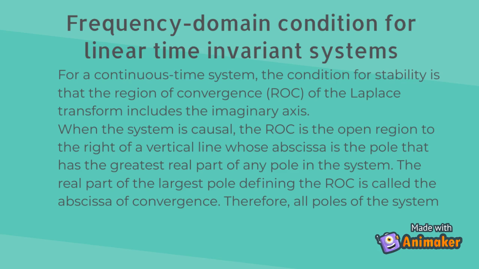The real part of the largest pole defining the ROC is called the abscissa of convergence. Therefore, all the poles of the system must be in the strict left half of the S-plane for stability.